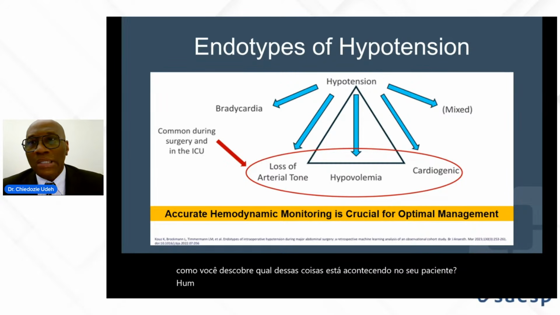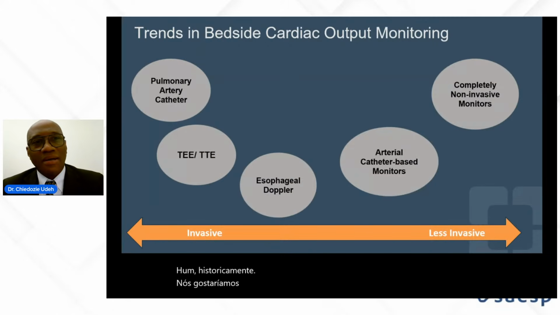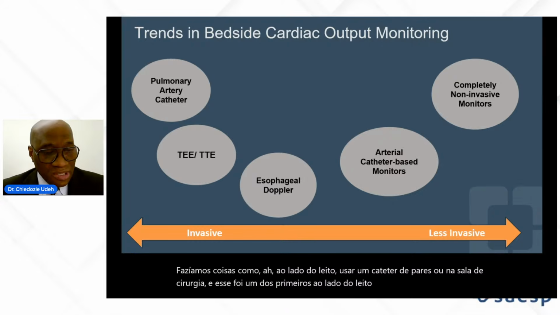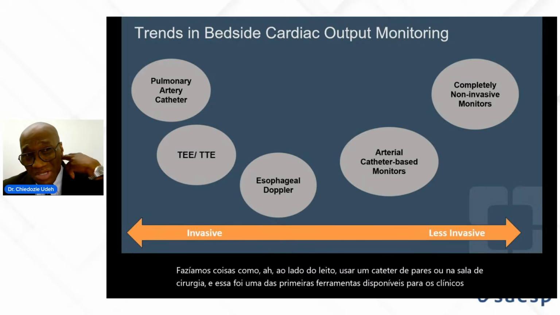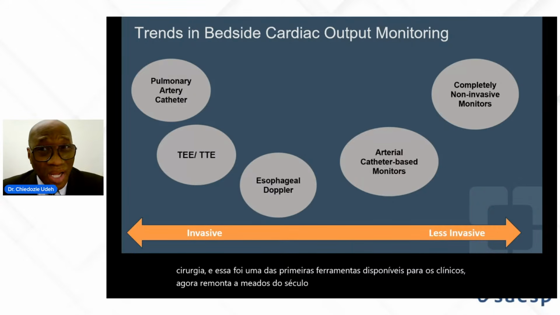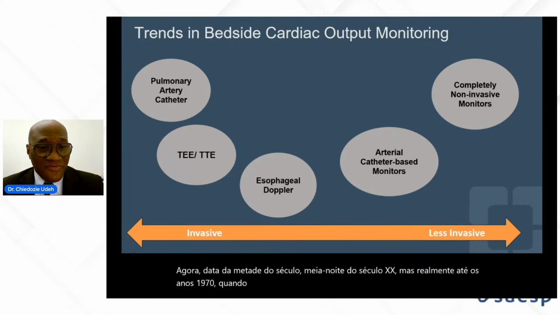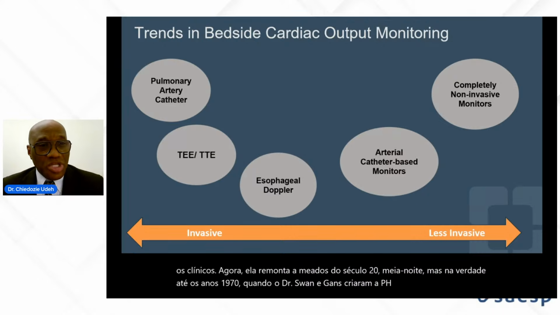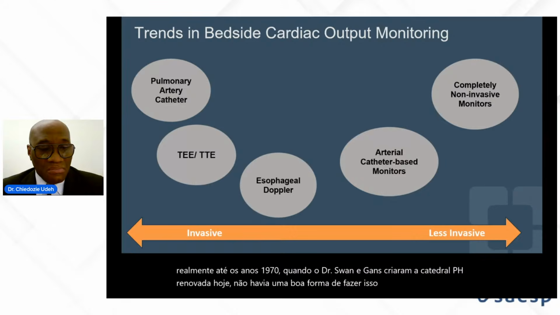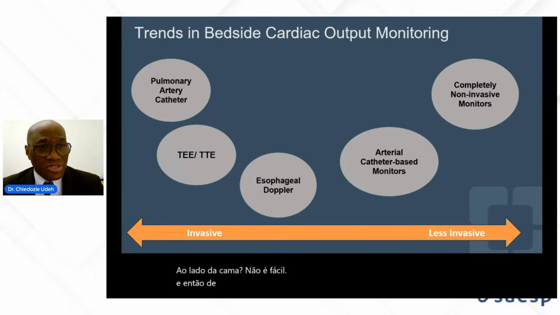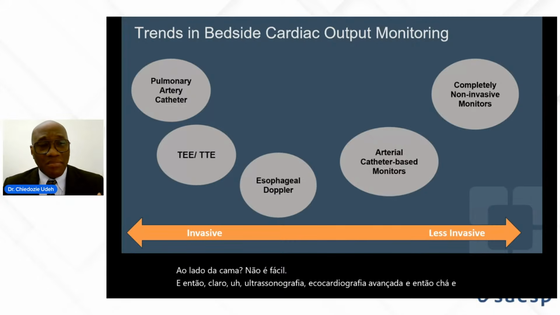Historically, we would do things like at the bedside, use a PA catheter or in the operating room. And that was one of the first bedside tools that was available to clinicians to use. Now it dates back to the mid-century, 20th century, but really until the 1970s when Dr. Swan and Ganz devised the PA catheter as we know it today, there was really no good way of doing this at the bedside, no easy way. And then, of course, ultrasonography, echocardiography advanced, and so TEE and transthoracic echocardiogram became another tool in our pocket.